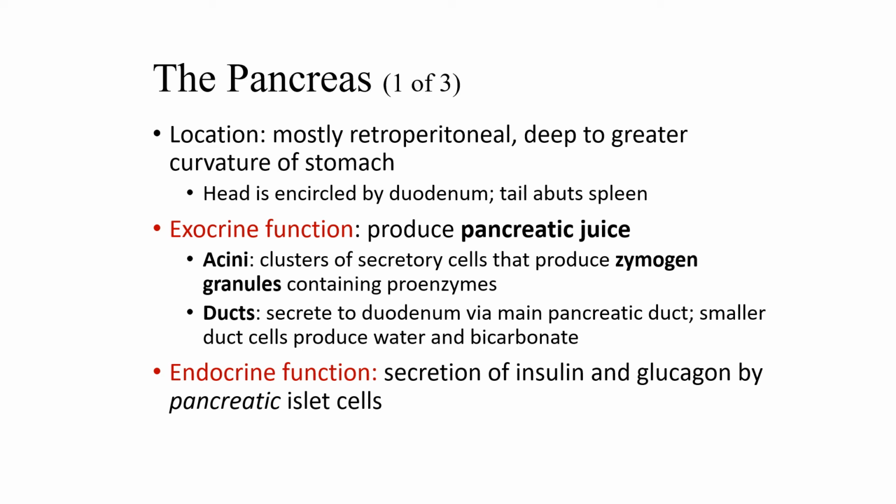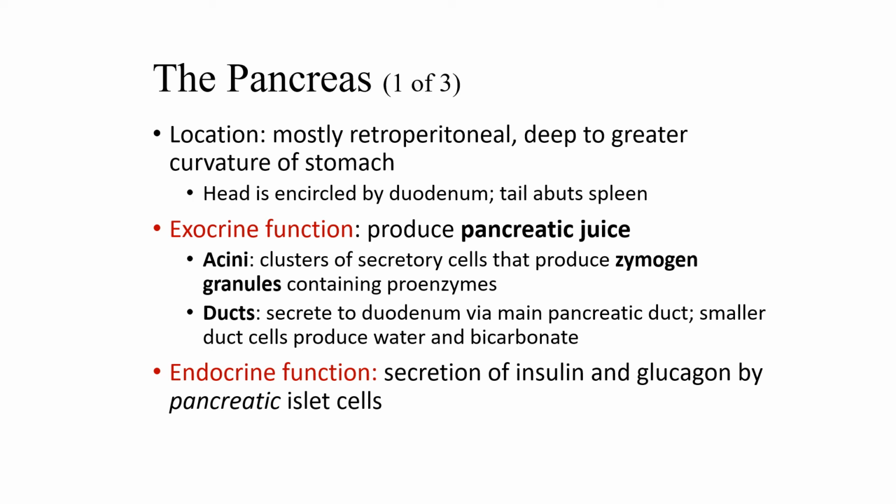Wait, draw a line and write the pancreas. The pancreas. When we look here at the pancreas, remember that it hugs the greater curvature of the stomach. The head is going to be connected to the duodenum, and the tail is going to be over by the spleen. It has endocrine functions in that it produces insulin and glucagon by the pancreatic islet cells, and we've already studied these when we studied endocrines.